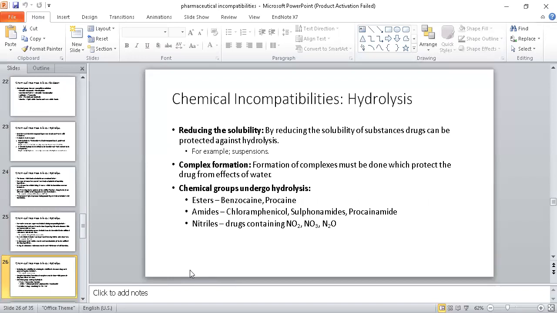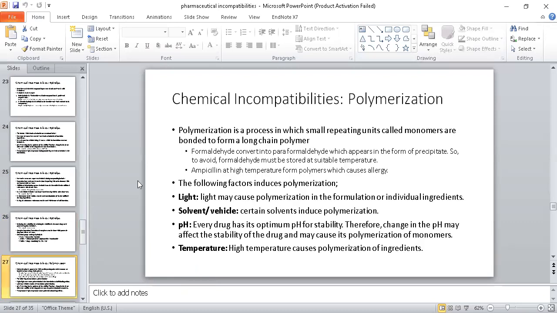Chemical groups under hydrolysis: esters, amides, nitrites. In esters, benzocaine, procaine; in amides, chloramphenicol, sulfonamides, procainamide; in nitrites, drugs containing NO2, NO3, and N2O. These are the examples.